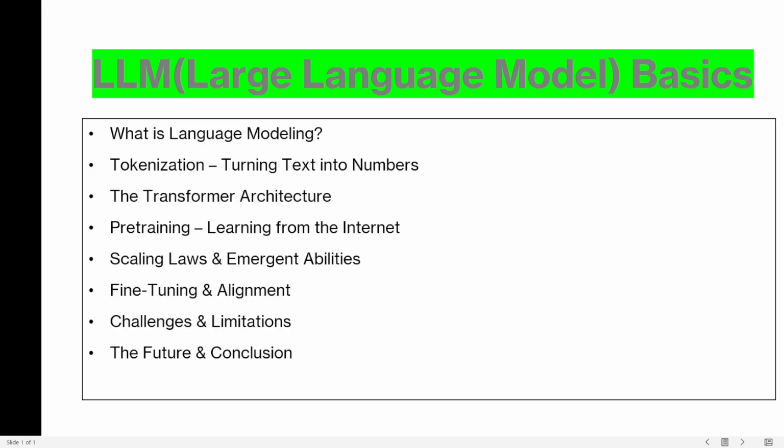Compute and environmental cost. Training and running large models consumes significant energy and resources, raising cost and environmental concerns. This drives research into more efficient models and training methods.